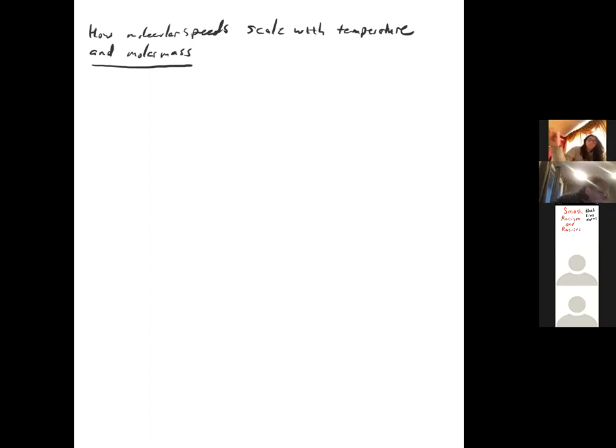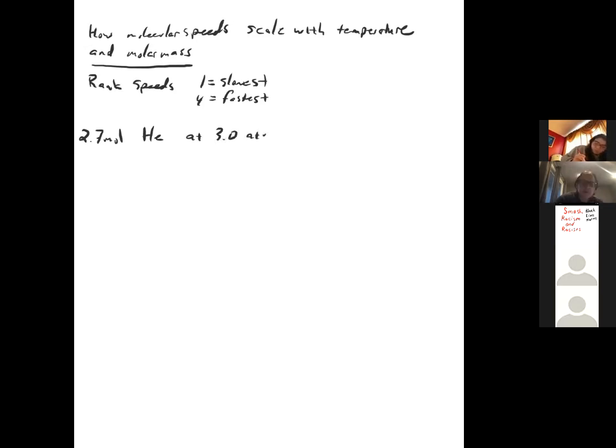Okay, so we want to rank them. You want to rank their speeds. And 1 is the slowest. And then 4 is the fastest. Okay, so we have 2.7 moles of helium at 3.0 atm and negative 16 degrees C.